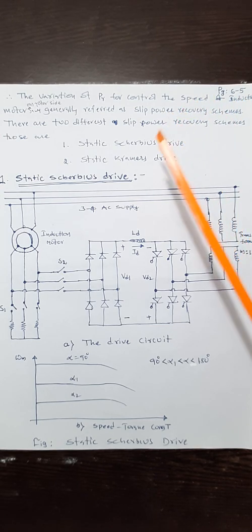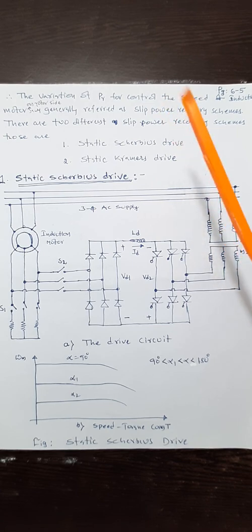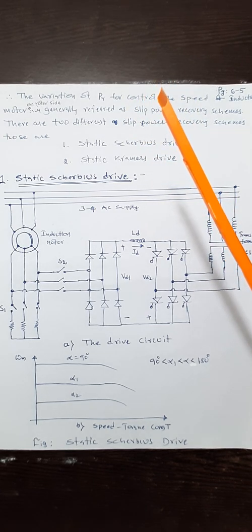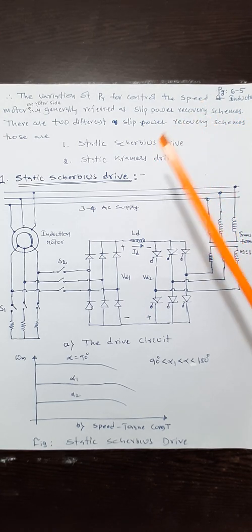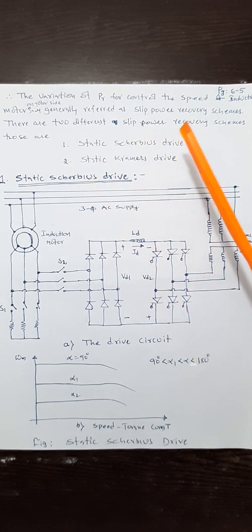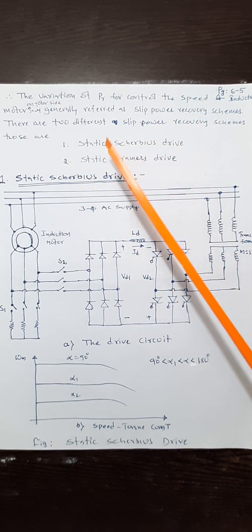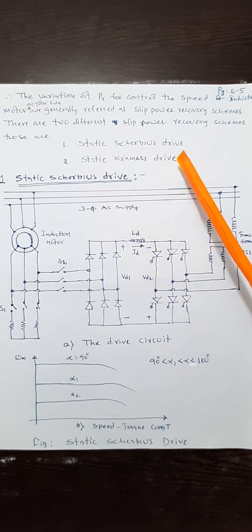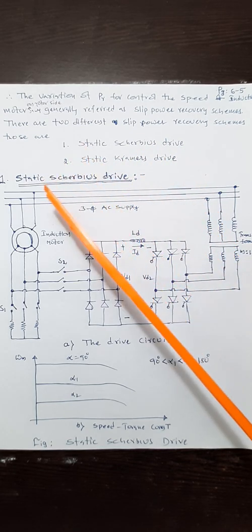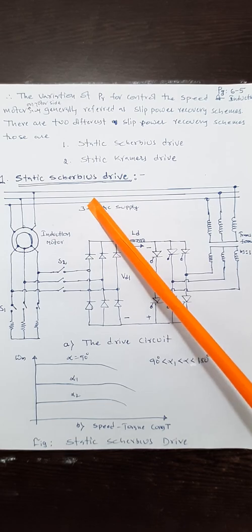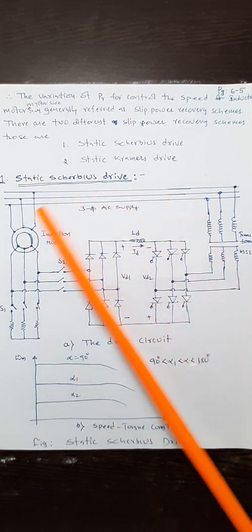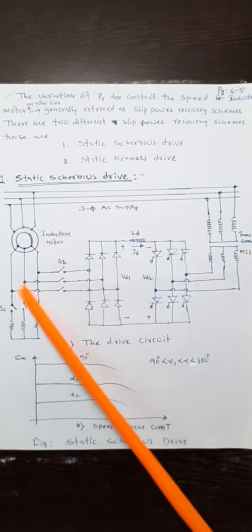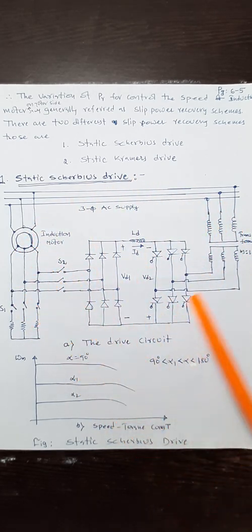In rotor side and stator side control, on the stator side frequency variation is more important, and on the rotor side the slip power schemes are more important. So the slip power recovery schemes are classified in two manners: one is the static Kramer drive, another one is the static Scherbius drive. Let us start with the first one, the static Kramer drive. This is the architecture of the static Kramer drive. By drawing the circuit diagram, we will get half of the marks for the question.